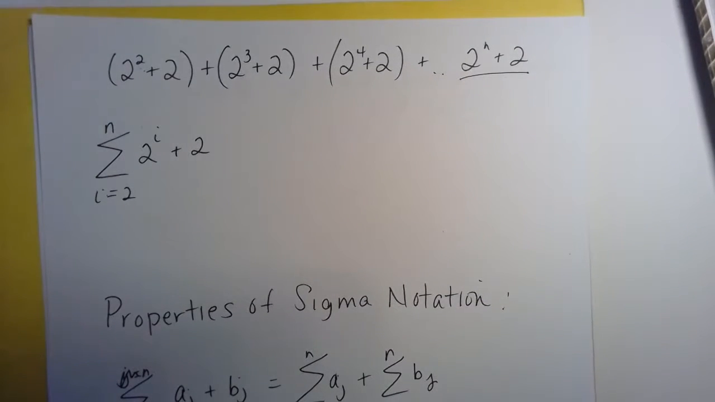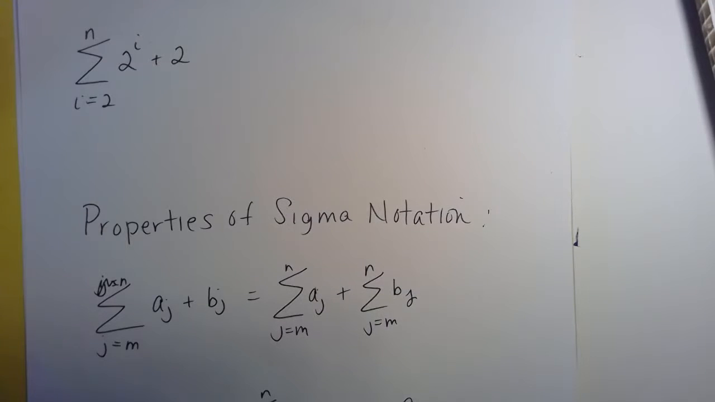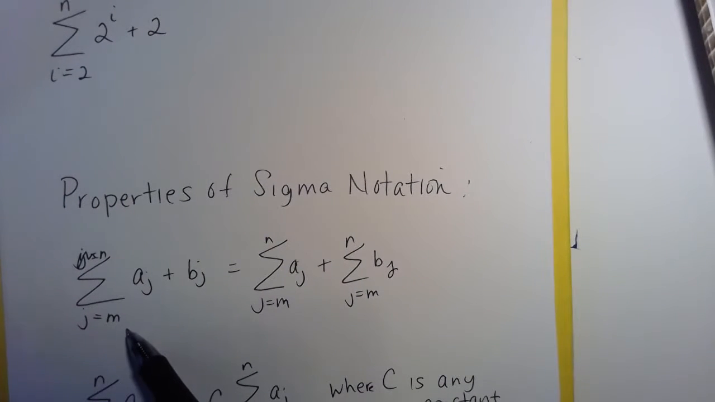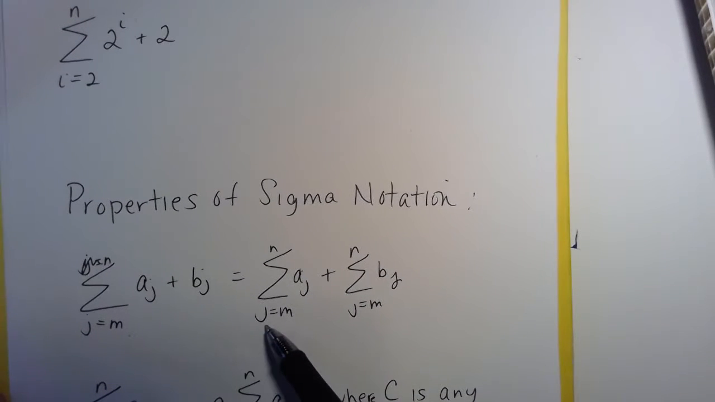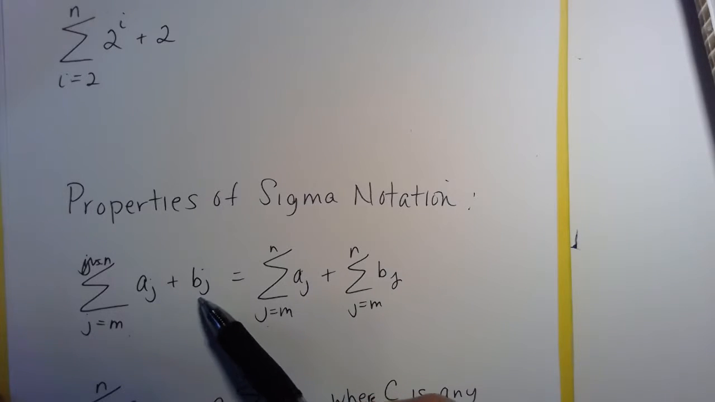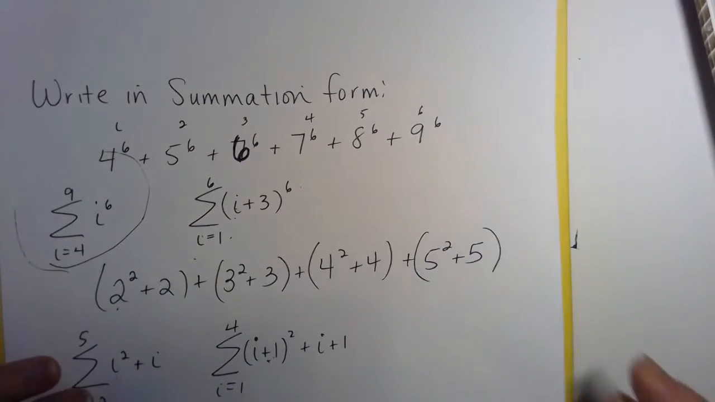All right, so some properties of sigma notation. One that we could have used right up above here is that if I have the sum of a plus b, then I could write this as separate sums. Now in this case, this is more like the previous one, where they both changed.